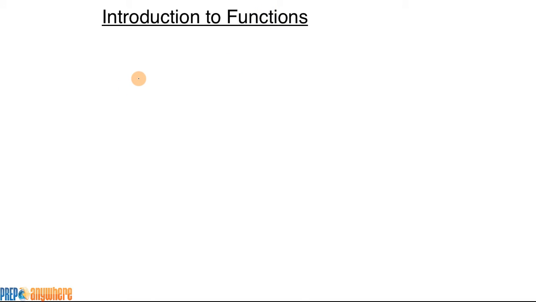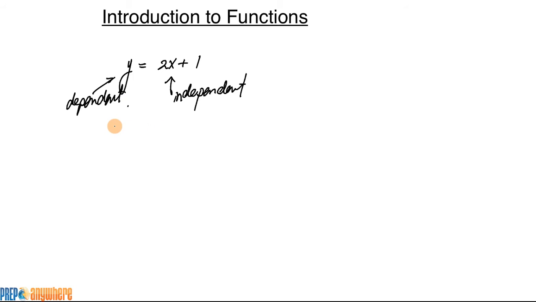Alright, so functions. Until now, you've actually already been exposed to some functions. We didn't call it a function. We called it a relationship. A relationship between, for example, x and y, and we said that this was the independent variable, and this is the dependent. Does that look familiar to you guys? So if you have an equation y is equal to 2x plus 1, we call this one the independent, this one the dependent. We call this one the independent because this is sort of our input.